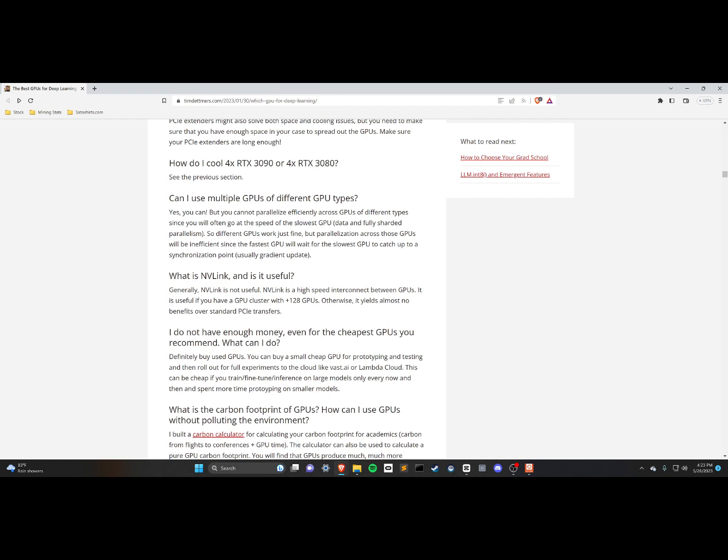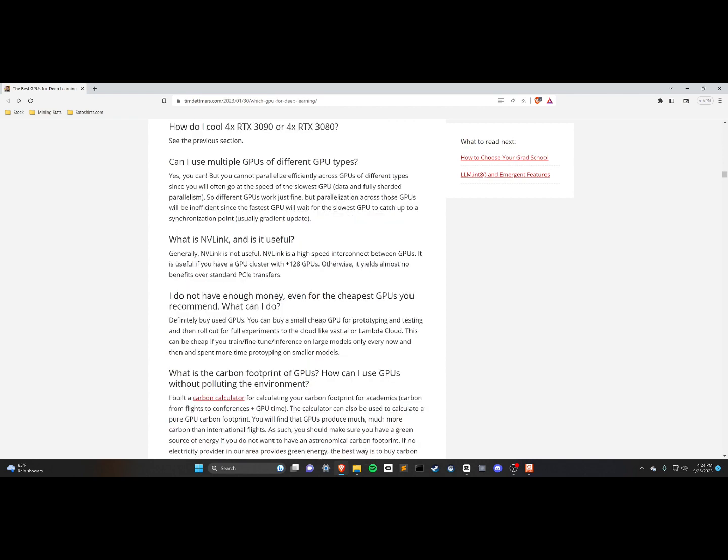NVLink, is it useful? Generally, it's not, but it's used kind of like to interconnect between GPUs. It is useful if you have a cluster of like 128 GPUs, which somebody out there has. Let's see here.